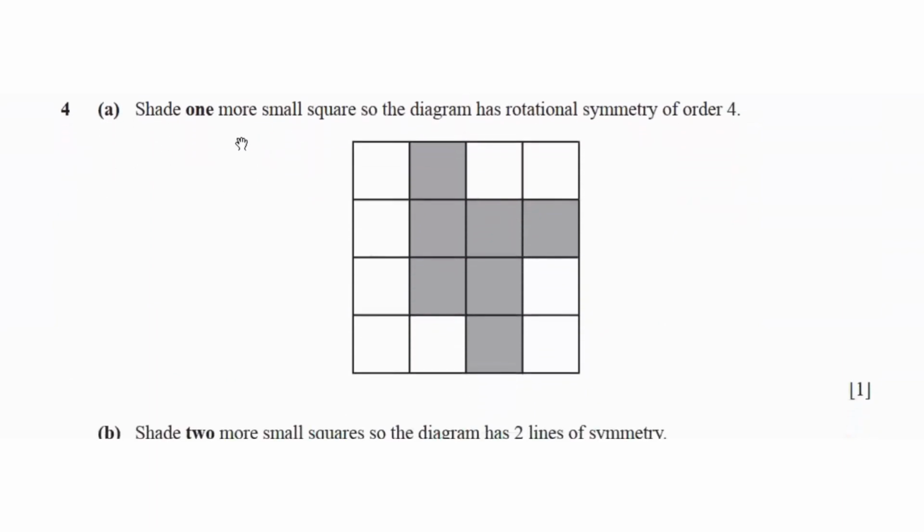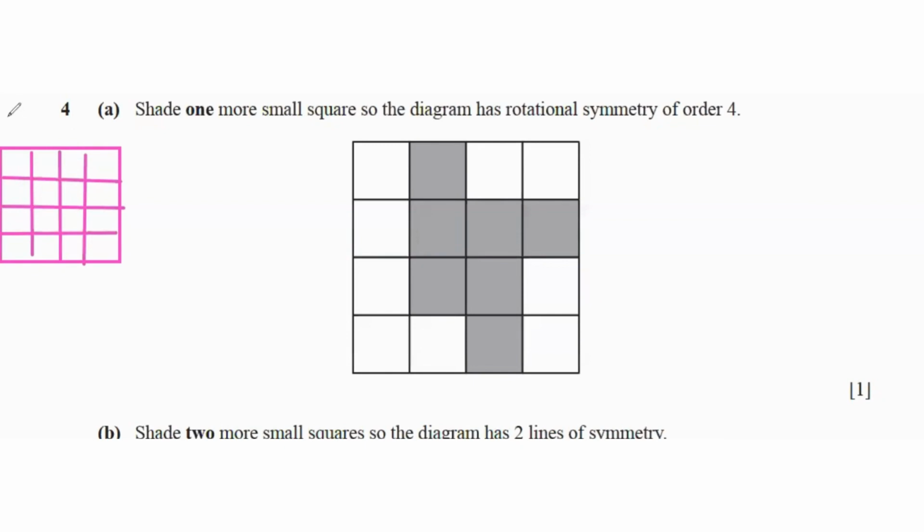Question 4 says shade one more small square. So the diagram has rotational symmetry of order 4. So for this, first we'll have to make the boxes for each rotation and see which one we need to shade. So let's start with the first rotation. So let me just make this first as neatly as possible. So this is our first rotation.